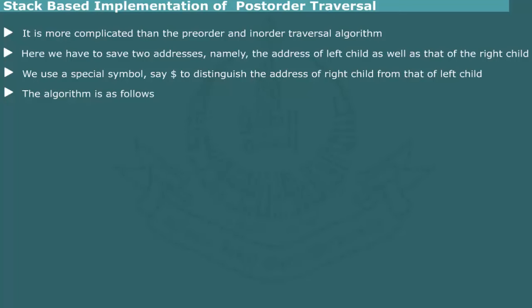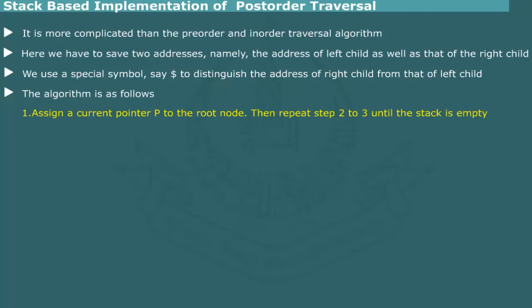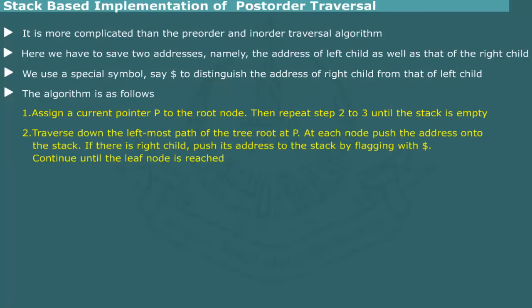The algorithm for Postorder iterative procedure is: Number 1. Assign a current pointer P to the root node. Then repeat step 2 to 3 until the stack is empty. Number 2. Traverse down the leftmost path of the tree root at P. At each node, push the address onto the stack. If there is right child, push it to the stack by flagging with $. Continue until the leaf node is reached.